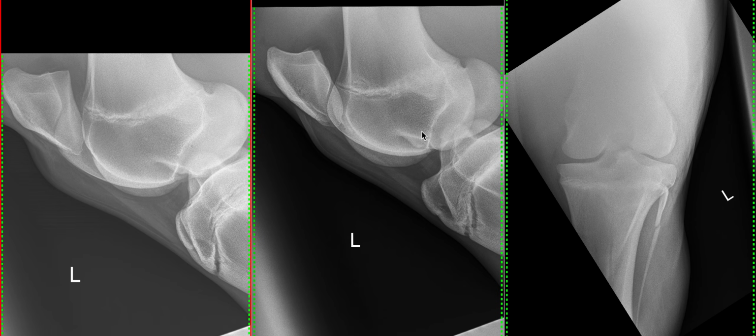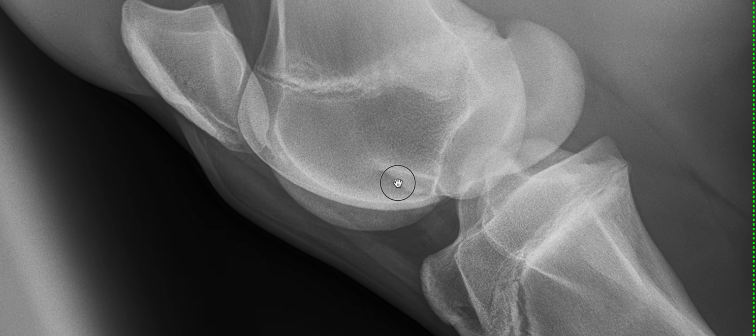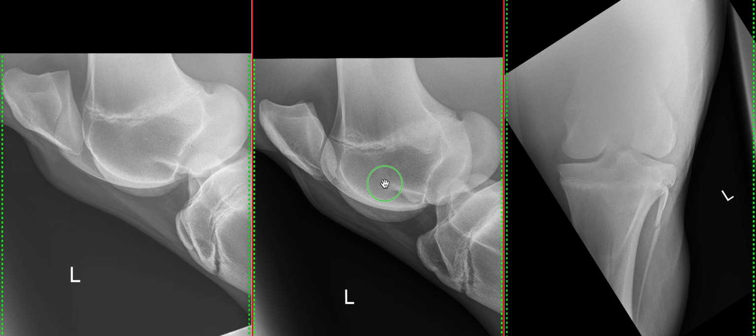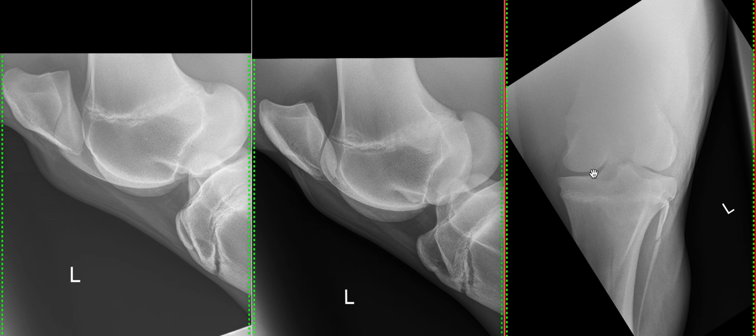If we examine our caudolateral craniomedial oblique, we can just see there is a shallow defect just here in the lateral trochlear ridge. So I can't see a separate osseous fragment, but I can see a defect. You don't always have to have a separate osseous fragment. The fragment can be cartilage. So I would say that this horse has bilateral osteochondritis dissecans of the lateral trochlear ridge. Again, our medial femoral condyle is normal.